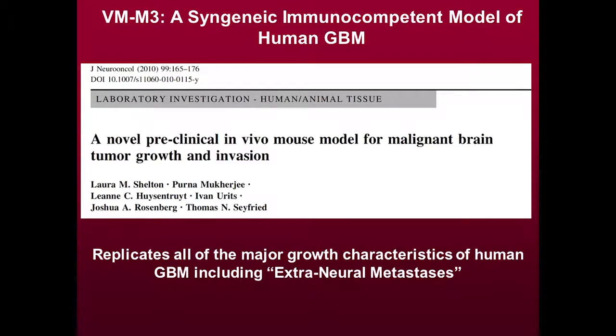And we've built one of the best models that there is that replicates all of the major characteristics that you see in human glioblastoma. That's the VM3 model, and Christos just mentioned that a moment ago. It replicates all of the major growth characteristics of the human brain, including extraneural metastasis. These tumors arise spontaneously in the mouse that is syngeneic and has a normal immune system, and the genetic background of the tumor and the host is the same. And it even has extraneural metastasis.